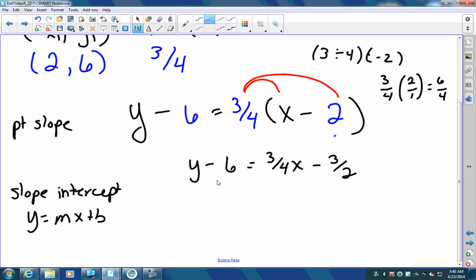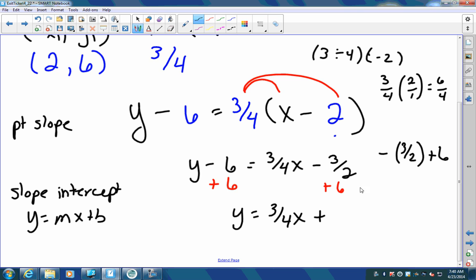Now, I'm going to add 6 to each side. Y equals 3/4 x. And if you take negative 3/2, put it in the calculator, negative 3/2 plus 6, it's going to give you positive. You have to press math, enter, but one of the ways you could do it is 4 and 1/2. Okay, or it gives you 9/2.